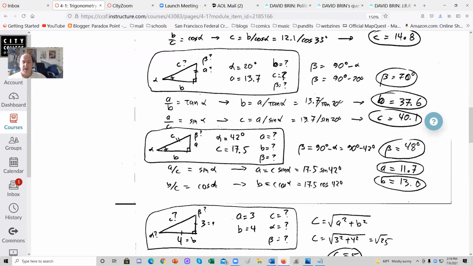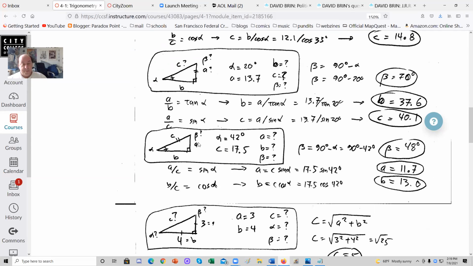All right, now here we're given angle alpha and C, the hypotenuse. What are the sides A and B? What's angle beta? Alpha is 42 degrees, C is 17.5. Well, okay, beta, as ever, will be 90 minus alpha. That'll be 90 minus 42 degrees. That's 48 degrees for angle beta.